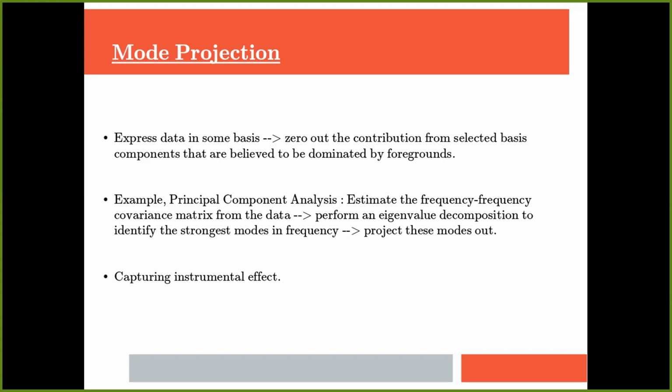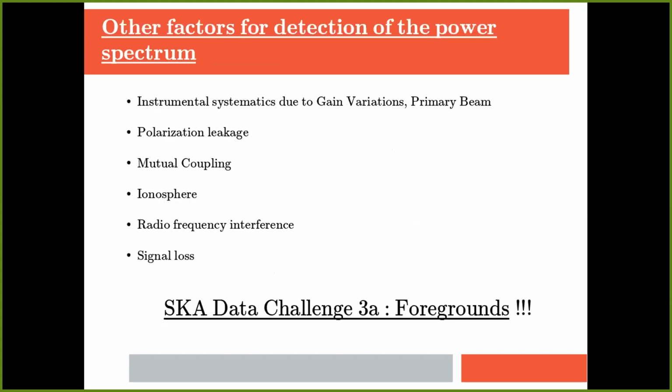There are many more techniques of foreground removal present in the literature, which one can look up. However, other than the foregrounds, there are other factors such as instrumental systematics, polarization leakage, mutual coupling, ionosphere, radio frequency interference, which is the interference that comes from the earth itself, and also how to quantify, after going through so many processes of analysis, how much signal we are losing in our process. So these are some of the challenges for 21 centimeter power spectrum estimation.